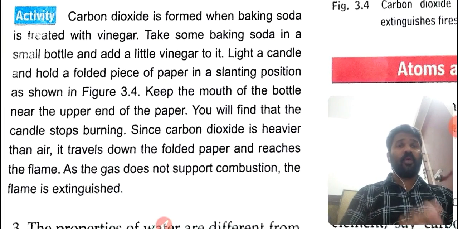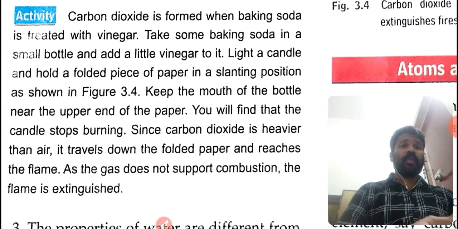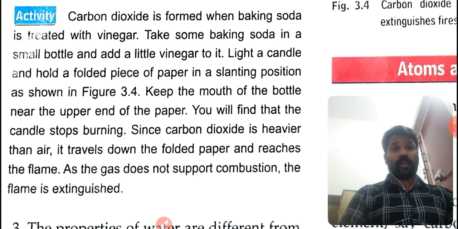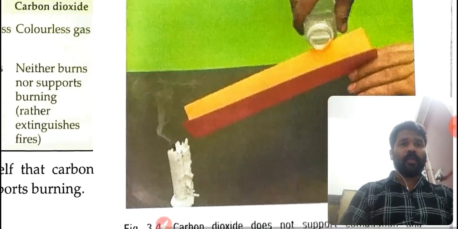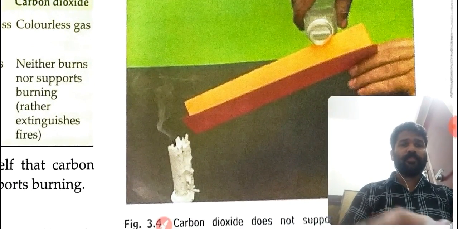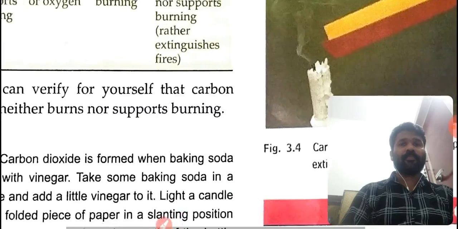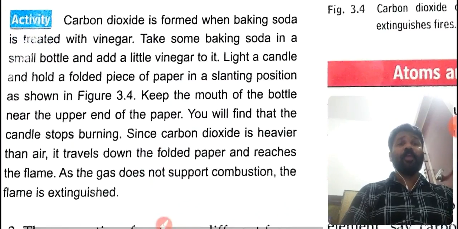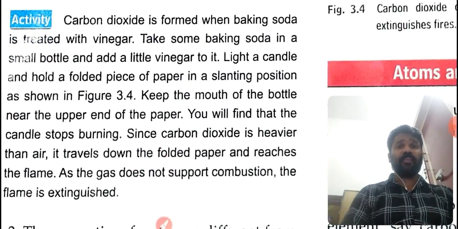Light a candle and hold a folded piece of paper in a slanting position as shown in the figure. Keep the mouth of the bottle near the upper end of the paper, like this. You will find that the candle stops burning.